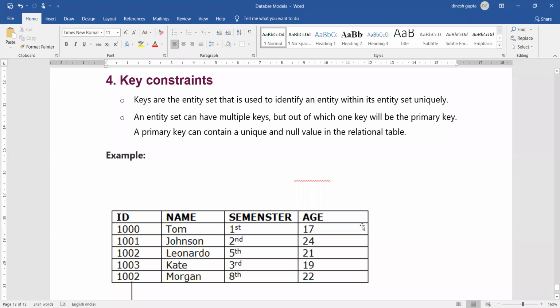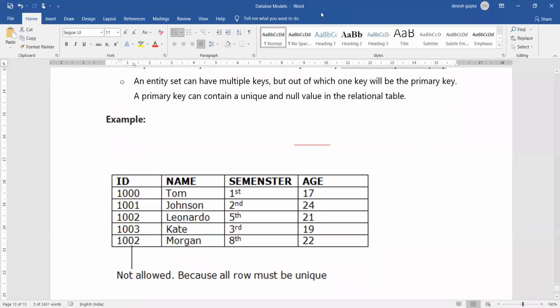Now again, just like a null, the keys are basically used to identify an entity within its entity set uniquely. ओके अगर मैंने आईडी को प्राइमरी की माना है, if the id is considered to be the primary key, then every value in this primary key should be unique. But here is a problem. You have already assigned an id 1002 to Leonardo, and then it cannot be assigned to Morgan. This is invalid. Why? Because it is violating the unique constraint of the key integrity.